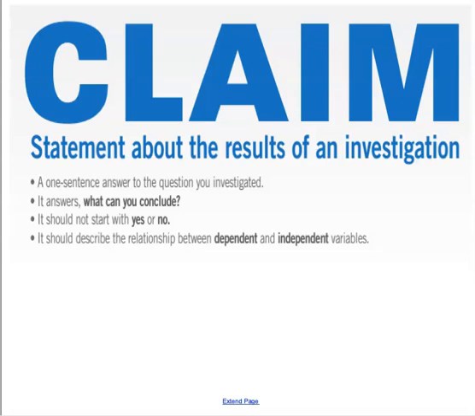And remember, I've got some posters hanging in my room, and you should be using those posters during the writing of your CERs. If you use those, you're going to do much better. So here's claim, and this is basically what I have on my poster.